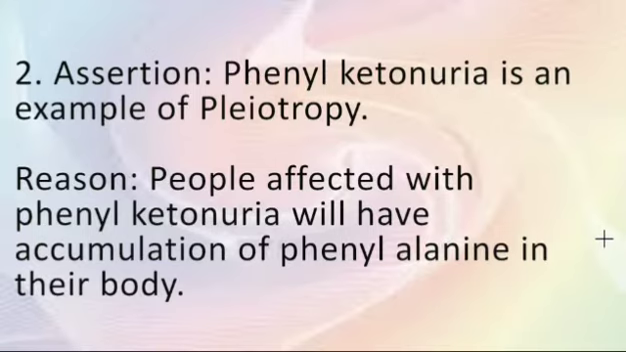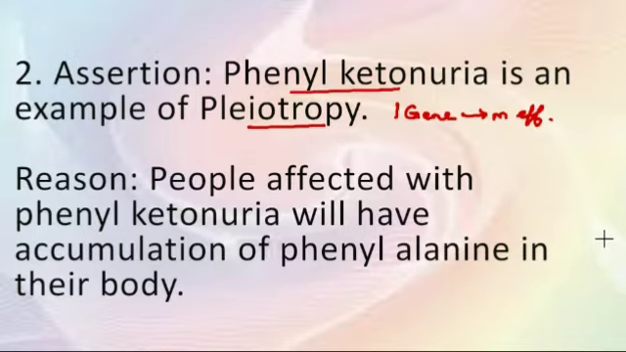The next question, phenylketonuria is an example of pleiotropy. We know pleiotropy means what? One gene with multiple effects. So in case of pleiotropy, this is happening. Phenylketonuria is a genetic disorder where phenylalanine has to get converted into tyrosine, but that is not happening because phenylalanine hydroxylase enzyme is affected. So this conversion is not taking place.